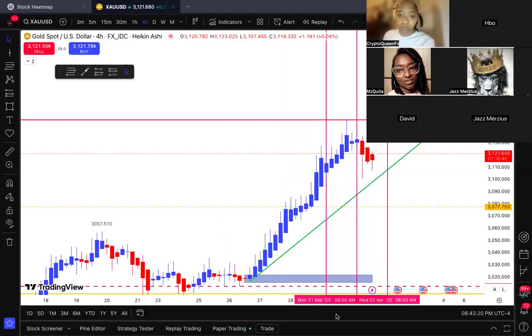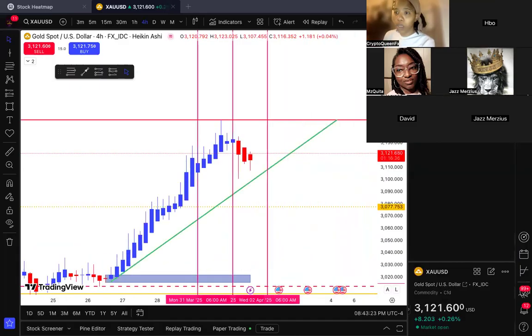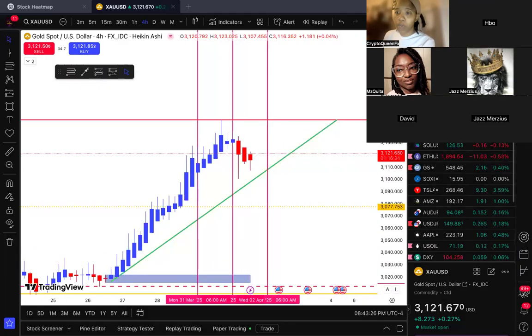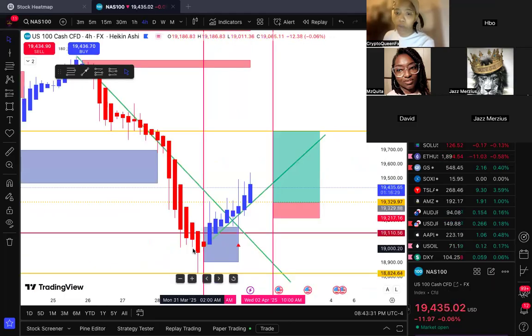Is there any other ones y'all want me to go over real quick? So we got our entries on. I'm looking for a buy for Nas, New York session or New York Open around 10 o'clock. Start looking for your entry.